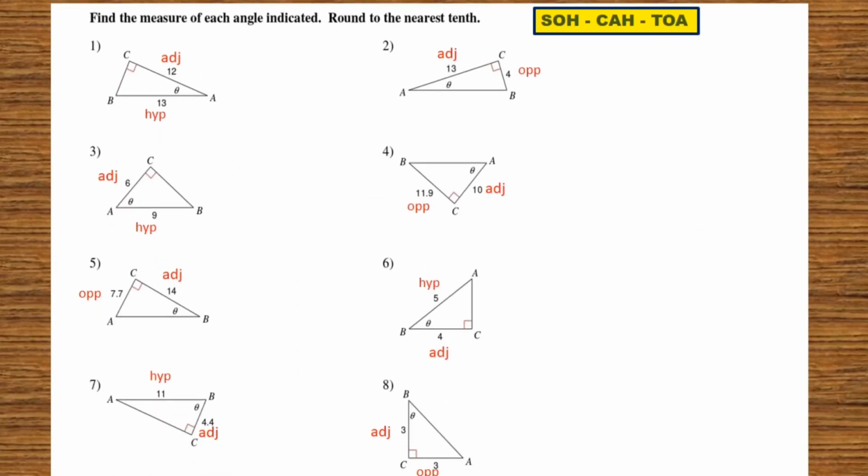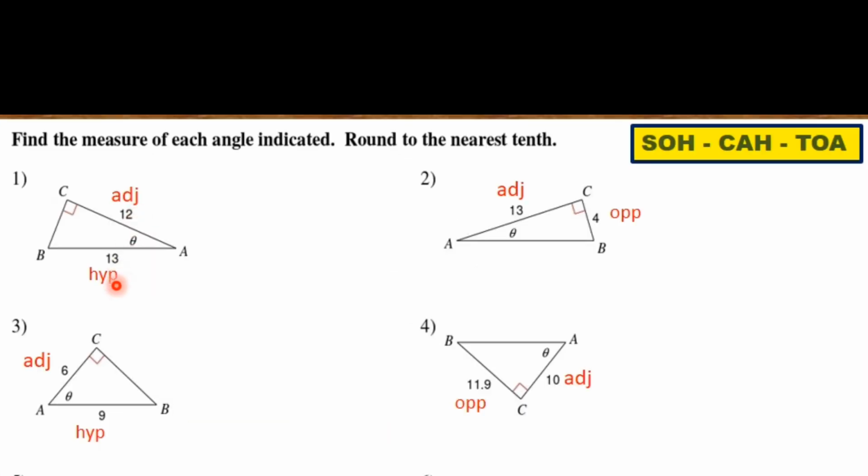Check the relationship of the two sides in SOHCAHTOA. So in number 1, adjacent and hypotenuse, so we use CAH. Number 2, adjacent and opposite, so we use TOA. This is opposite over adjacent.